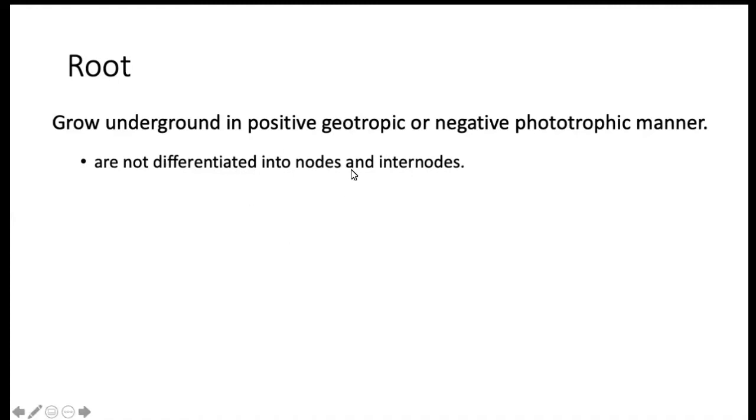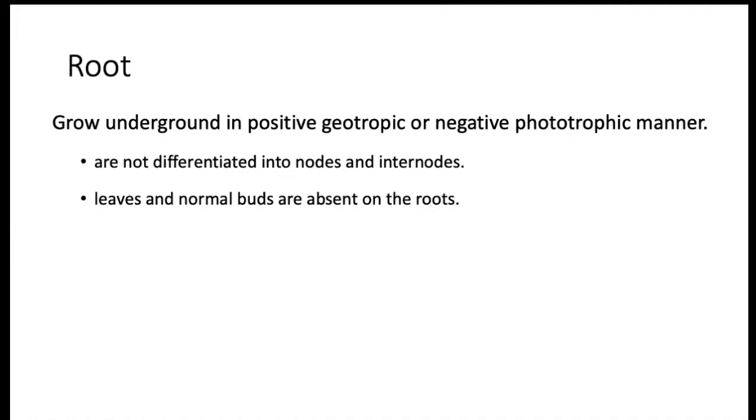They cannot be differentiated into nodes and internodes, as we have seen. This is one of the major differentiating features of root and stem. In the stem, you can divide it into nodes and internodes, but the root cannot be divided into nodes and internodes. If you can divide it into nodes and internodes, it has to be a stem. Leaves and buds are absent in roots. We already know that leaves, buds, and other stem branches arise from nodes. So if there are no nodes and internodes, there should not be any leaves or buds.